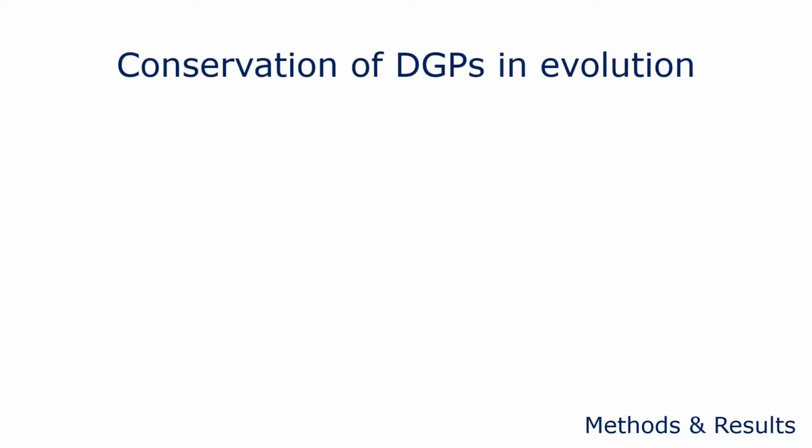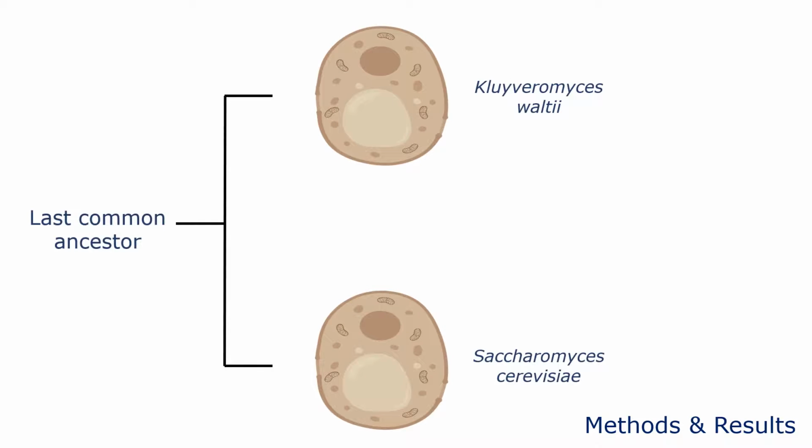In the final part of the paper, the authors determine the conservation of DGPs in evolution. They compare the genome of Saccharomyces cerevisiae to that of the closely related Clivoromyces welti. At some point after they became separate species, Saccharomyces underwent a whole genome duplication event, while Clivoromyces did not. The whole genome duplication dramatically altered the Saccharomyces genome organization through duplication and deletion, which provides the unique opportunity to study the evolution of gene order.